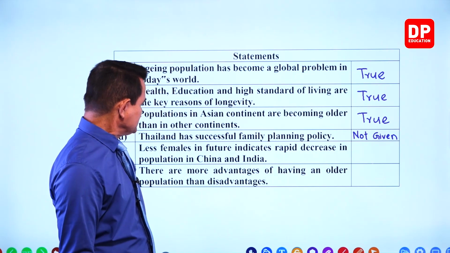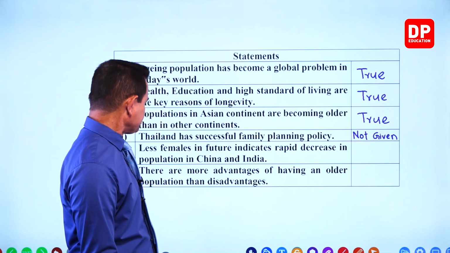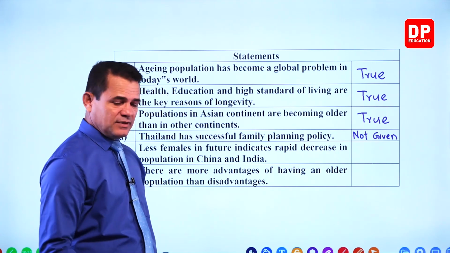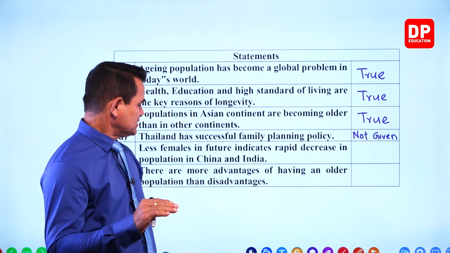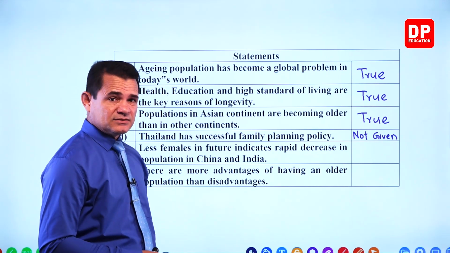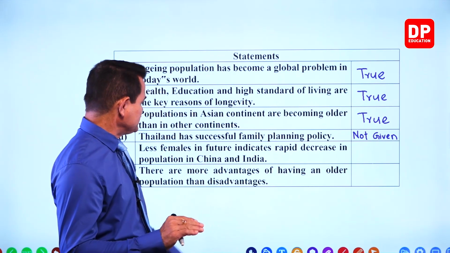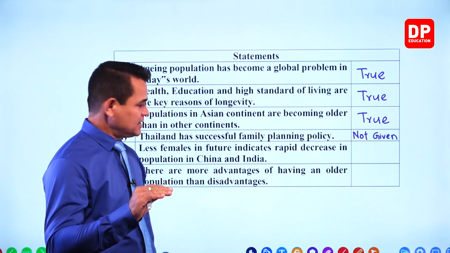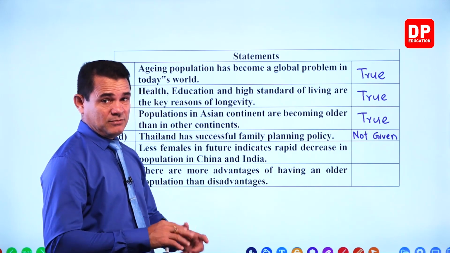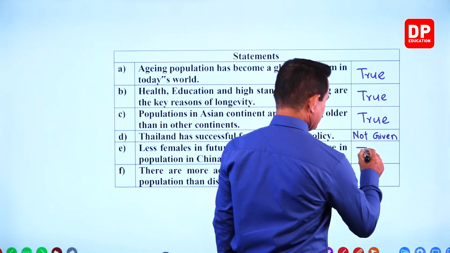Next one: Less females in future indicates rapid decrease in population in China and India. That's true. We can say true.